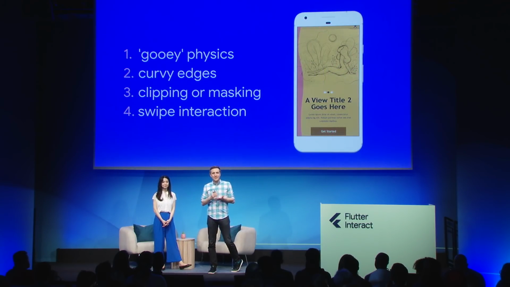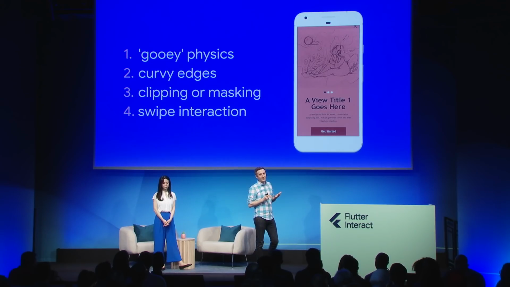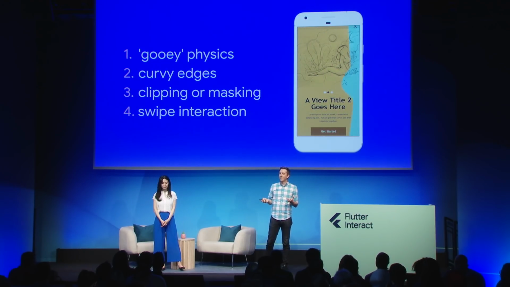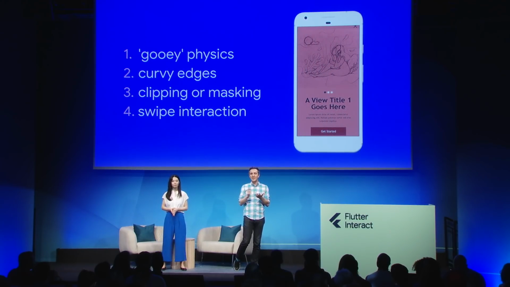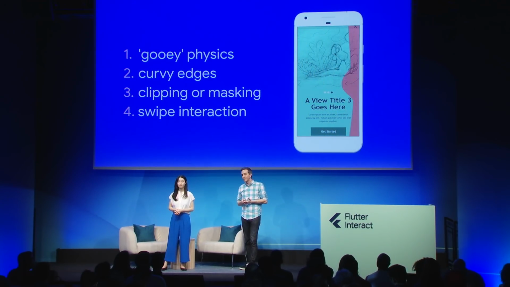For this specific vignette, I identified four challenges that I was going to have to solve. One of them was the actual GUI physics, making things just really feel right. The next was drawing these curvy edges. Then I'd have to actually clip or mask the UI once I got those curves drawing. And finally, I'd need the actual interaction to work, right? I had to take this from something that you could just play with to something that actually did something, that initiated a transition.